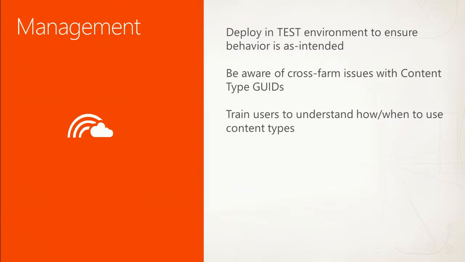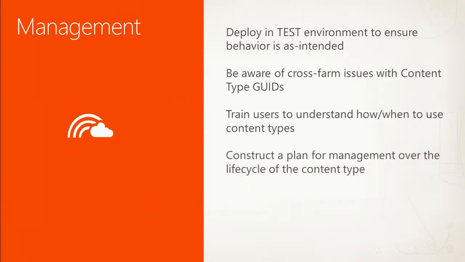So yes, I just said, unless you have a well-defined governance policy for how users are going to make use of columns and workflows and stuff, then you probably aren't ready for using content types in the way that you probably think. That's my opinion. You can hate me if you want.